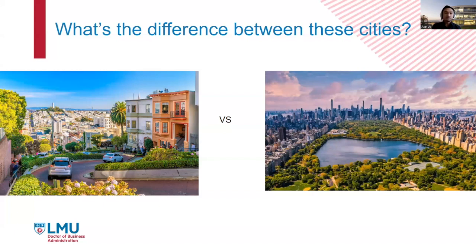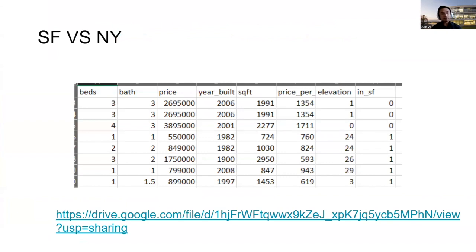The good thing about decision trees is that it's quite easy to understand the mechanism behind them, and it is one of the greatest ways to get you started in computational methods. I'm providing you with the data here. You can see the number of beds, the price, the year built, the square feet, the price per square foot, the elevation, and a dummy variable called in SF or not. One represents a house in SF, zero a house in New York. And here's a link where you can go and look at the data.